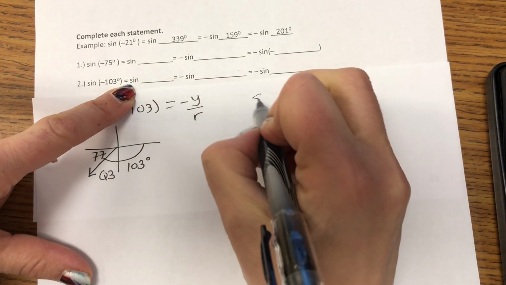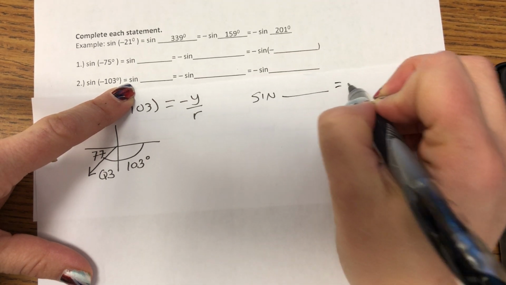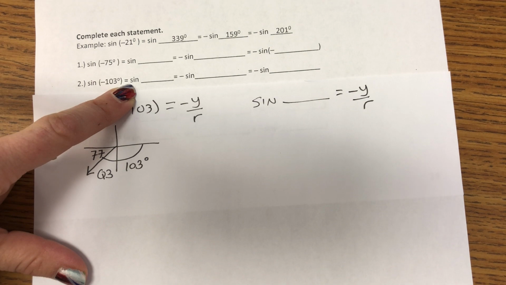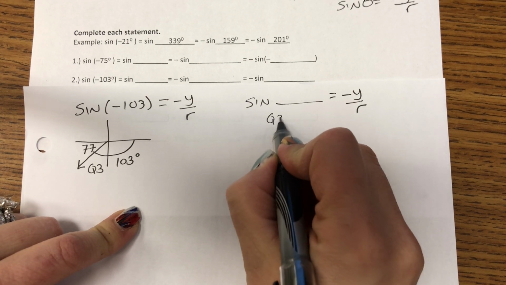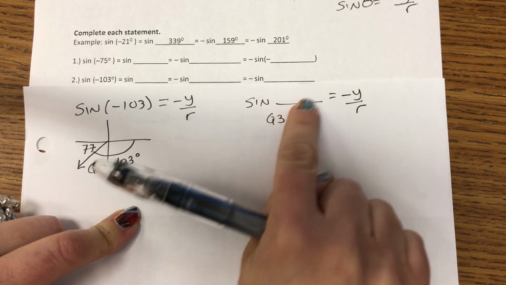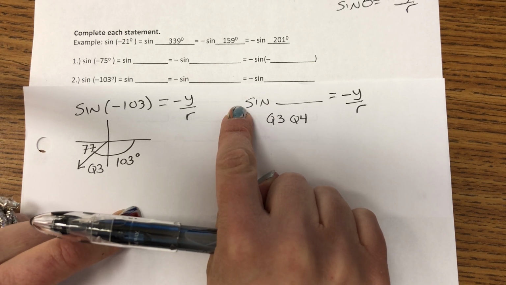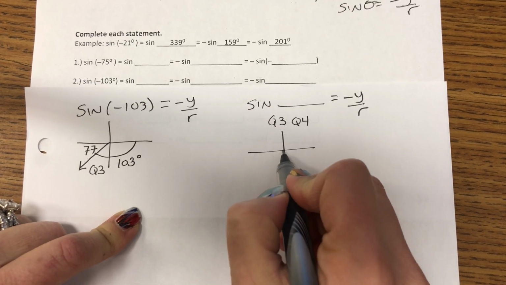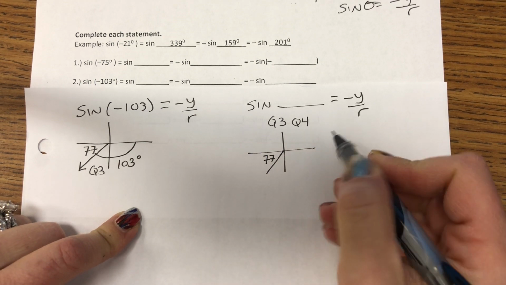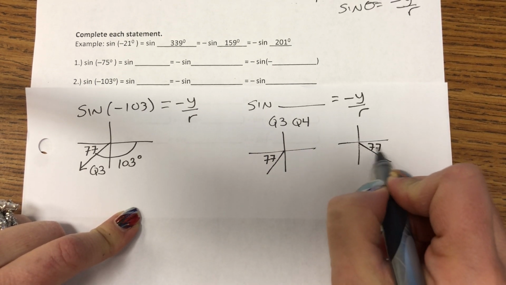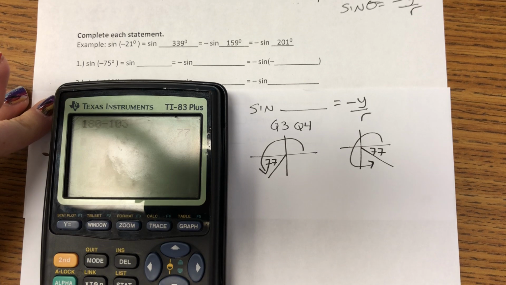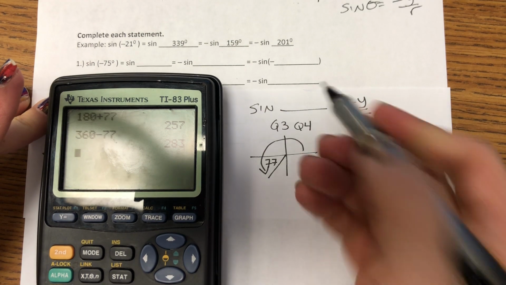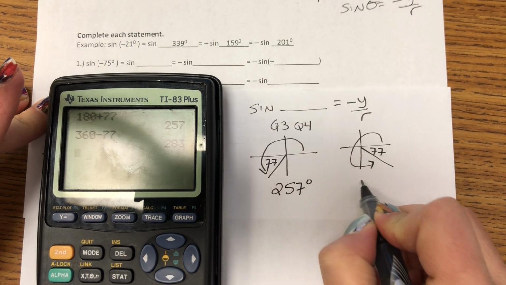So now, sine of blank, I need that to be a negative ratio, a negative y over r. So I have to pick quadrant 3 or quadrant 4 since I need this entire outcome to be negative and I have no coefficient to change that. So here is my 77 degrees in quadrant 3. Here's my 77 degrees in quadrant 4. I'm going to go counterclockwise. So that is either 180 plus 77 or 360 minus 77. So these two answer choices are 257 or 283.